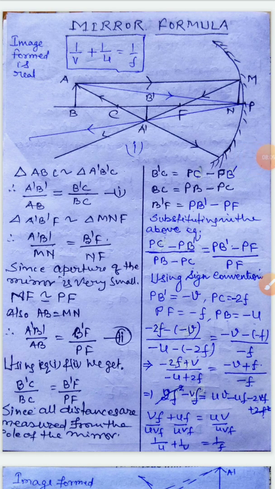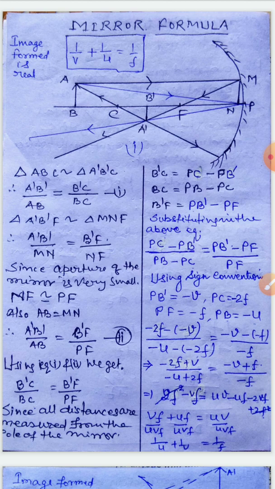Now next is the mirror formula. 1 by V plus 1 by U is equal to 1 by F is called the mirror formula. So let us derive this mirror formula using a concave mirror for a real image. The figure shows you the image formation diagram in which the object is placed just beyond the center of curvature. AB is the object and A dash B dash is its image.